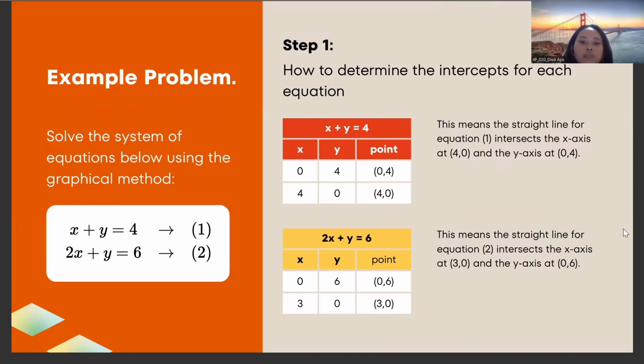Okay, next is an example of the graphic method. For each equation, we first determine the intercepts. For the equation x plus y equals 4, the intercepts are (0, 4) and (4, 0). And for the equation 2x plus y equals 6, the intercepts are (0, 6) and (3, 0). These points will help us draw the two straight lines accurately.